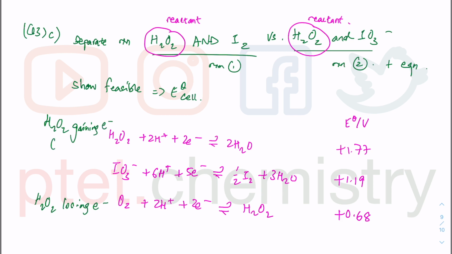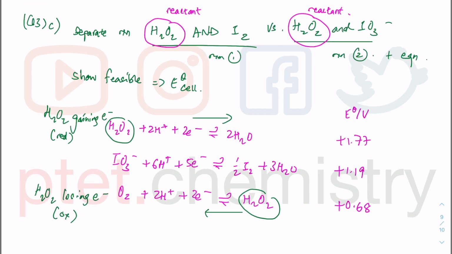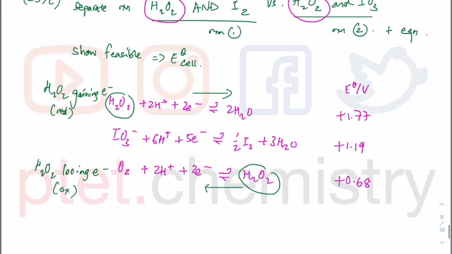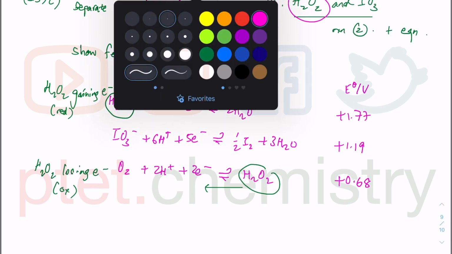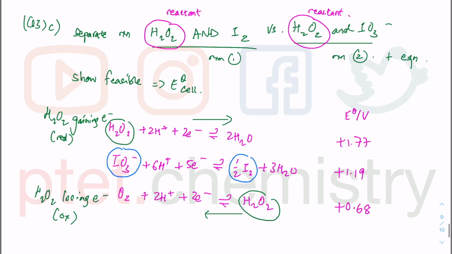So this is reduction, whereas this is oxidation. In a way, I'm saying that it's the H2O2 undergoing reduction here and oxidation here. All right, so we're going to think about the reaction with iodine and the reaction with IO3 minus. We've got iodine here, and we've got IO3 minus here. So let's start with reaction 1 first.